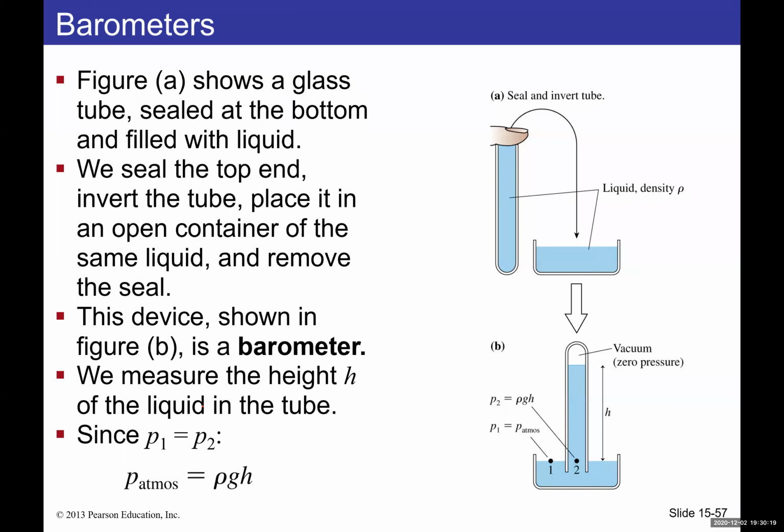This device allows us to measure the pressure at point 2, and we have the same pressure at point 1, because inside the tube we end up with pretty much a vacuum, which is basically zero pressure. So we can measure the height of the liquid in the tube and find the pressure at points 1 and 2. Point 2 is just rho g h, and point 1 is the atmospheric pressure. So this allows us to measure atmospheric pressure.